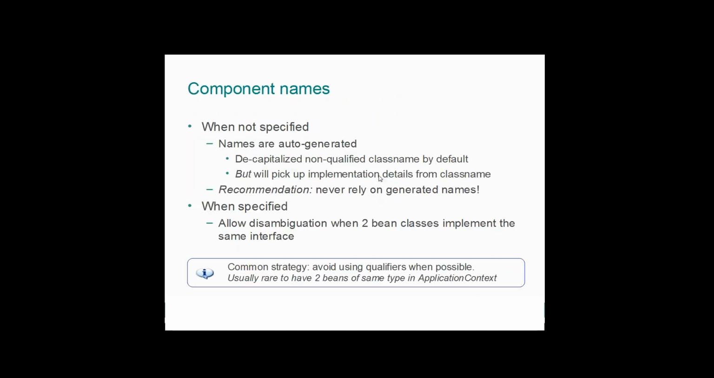So for component names, as I said, the first letter will be small, the rest of the things as it is. That is the default name, and the class name will be the default. And as I said, never rely on the system generated ID, because you will have a problem when you do refactoring. Especially you go for specifying the bean ID only when you have a disambiguation to resolve, when two beans implement the same interface. Only in that case you change the name.